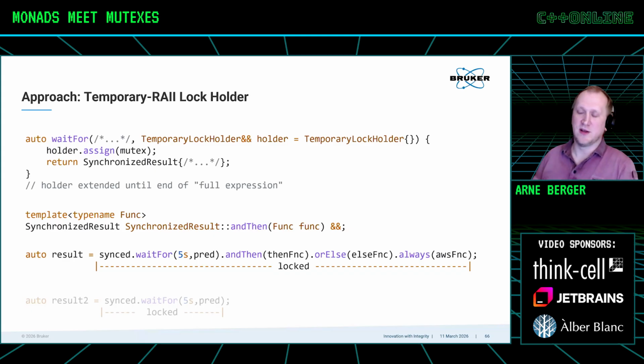So it's created and then it's destroyed as the last step of the full expression here. And that finally worked with keeping up the lock duration I wanted. And if I do not do any continuation, that doesn't matter because the synchronized result doesn't know anything about any locks. So it's still only locked for the waitFor call and unlocked afterwards.